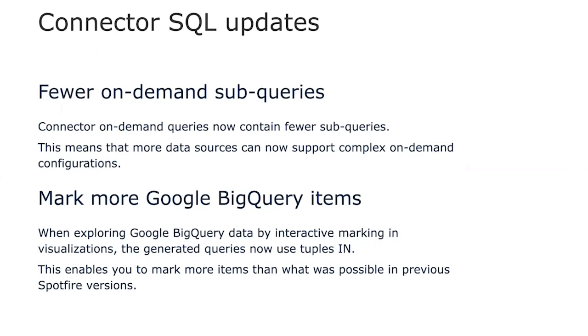Right, we have also made some updates to the connector SQL. So when you work with connectors and push-down queries, you should be able to see fewer on-demand subqueries. Subqueries are sometimes complex for databases. So by reducing them, you can either work on larger data sets or basically see better performance. In the Google BigQuery connector, we have also started to use tuples in. And by having queries written in a tuples in fashion, we're able to work with larger data sets, mark more items in visualizations, and basically enable more use cases on big data.